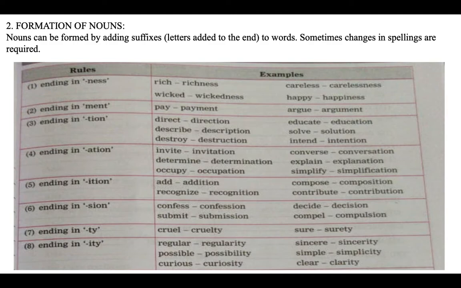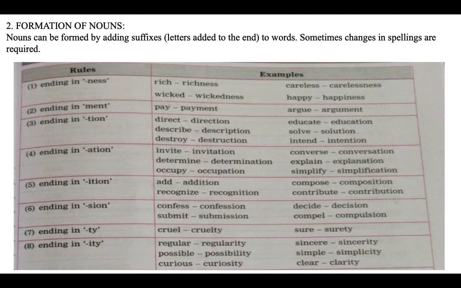Alright, now what do you mean by formation of noun? When you're using that particular word in a sentence, it should be performing the function of a noun. Alright, for example, now there are certain rules and they've given you examples, so it becomes easier for you. First one is by adding ness, N-E-S-S. Alright, so first one is rich and you can add ness, so it becomes richness. Wicked, wickedness. Care, carelessness. Happy, happiness. Did you understand? So adding the suffix ness can make that particular word a noun.